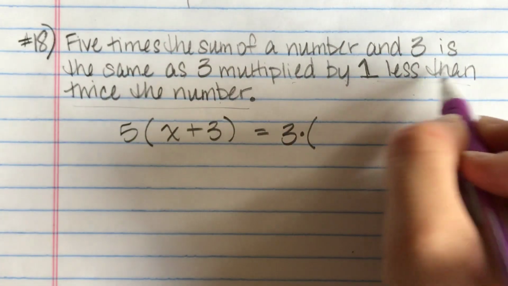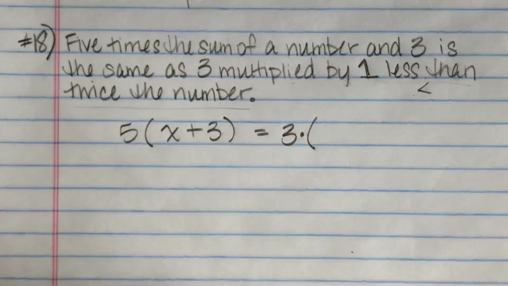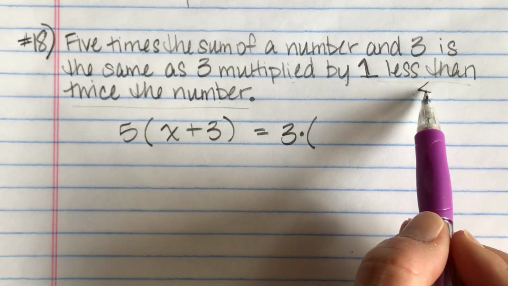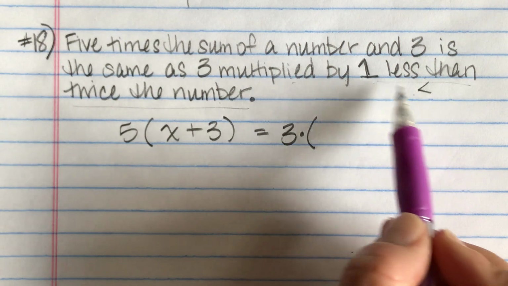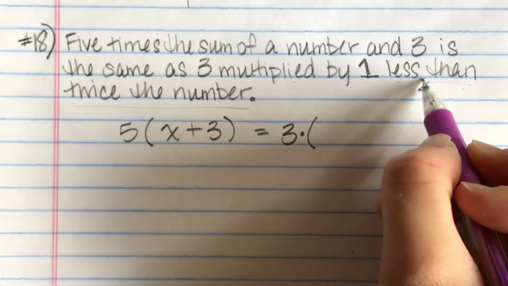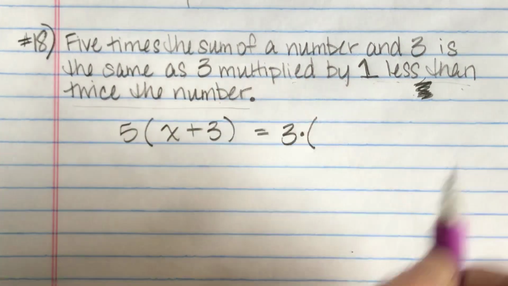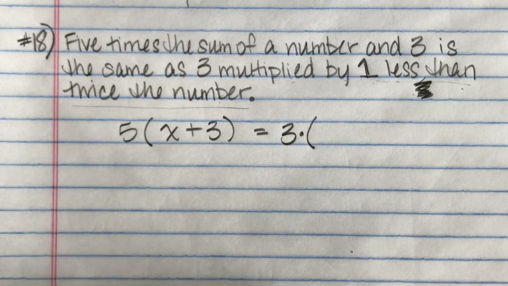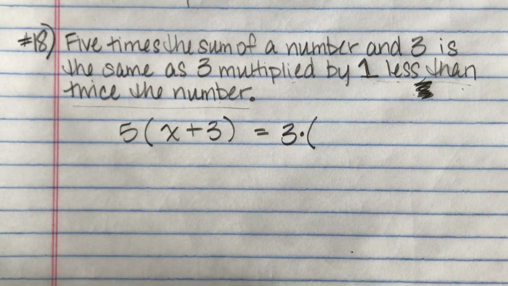1 less than, a lot of you guys try and do this symbol. The problem with that symbol right there is that it means is less than. And we're not saying 1 is less than twice the number. We're saying 1 less than twice the number. So if I say that I have $2 less than my daughter, I'm subtracting $2 off of what she has, right?